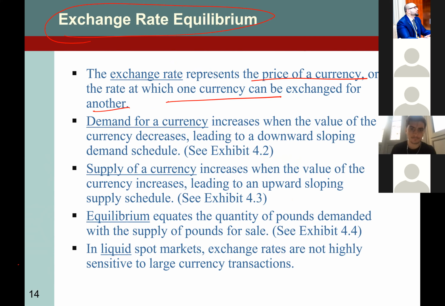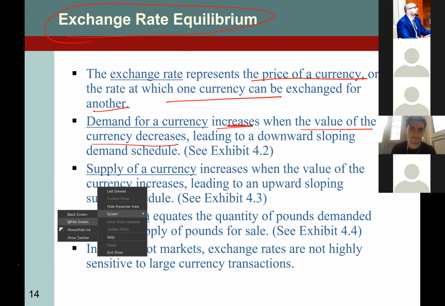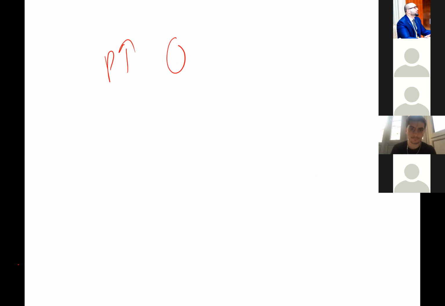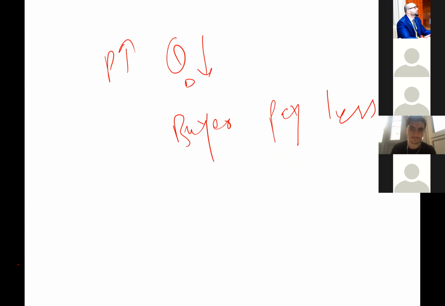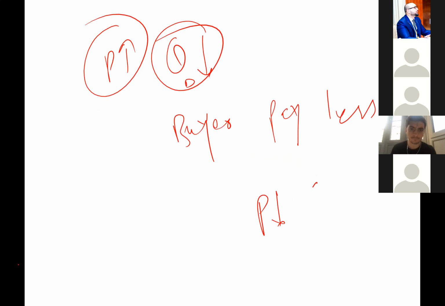Okay, so demand for a currency increases when the value of the currency decreases. What does it mean? What is the law of demand? The law of demand says if price is higher, quantity demanded is lower. So as a buyer, what is your priority? Pay less. So demand decreases when price is higher, and demand increases when price is lower.